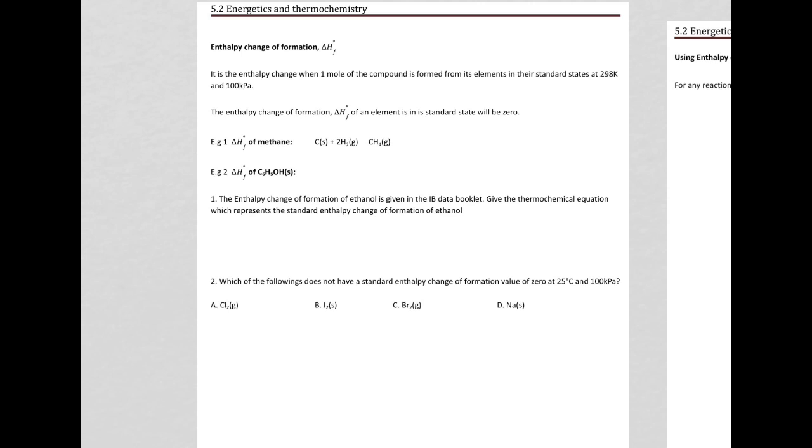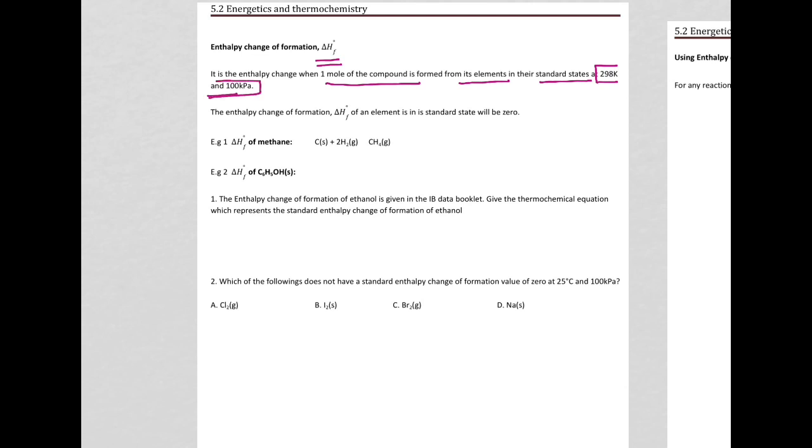Now we'll be looking at enthalpy change of specific reactions. So we're going to be looking at delta HF, which is enthalpy change of formation. It is the specific enthalpy change when 1 mole of a compound is formed from its elements in their standard states under these conditions. So you need to remember these conditions: 298 Kelvin and 100 kilopascal.